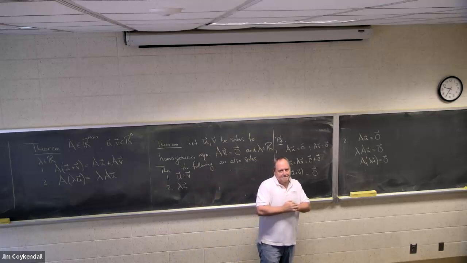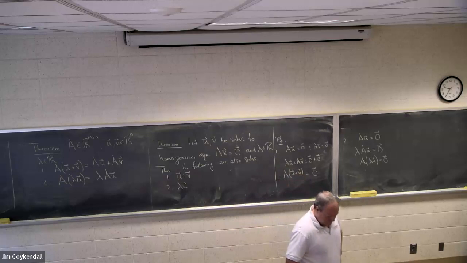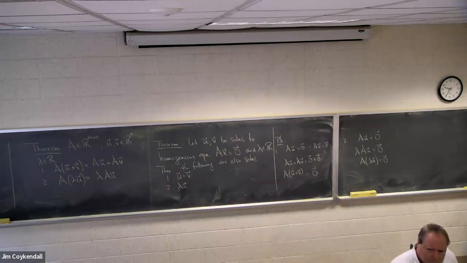But, yes, sir? Not directly, but if you solve a bunch of homogeneous equations with an augmented matrix, wouldn't the right side always be 0, no matter what you do with the row operations, or is there something that will change it?